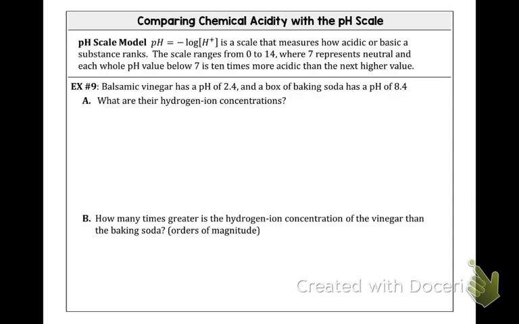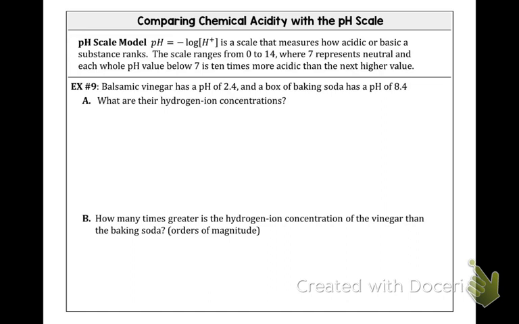All right, and the last one, example 9, is comparing pH and chemical acidity. So pH is modeled by the negative logarithm of your hydrogen ion concentrations. It's a scale that measures how acidic or basic a substance ranks. The scale ranges from 0 to 14, where 7 represents neutral, and each whole pH value below 7 is 10 times more acidic than the next higher value. So there's your order of magnitudes. So every chunk of 7 is where your magnitudes change.